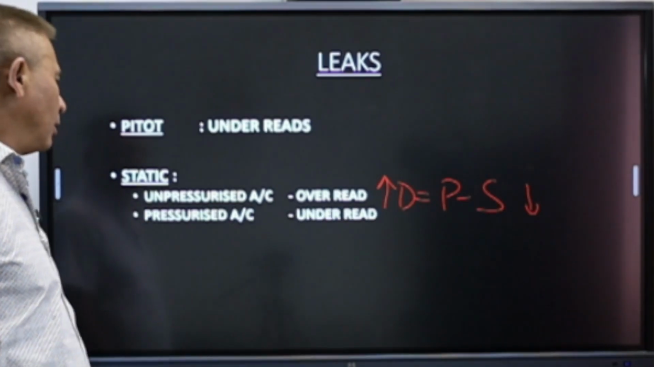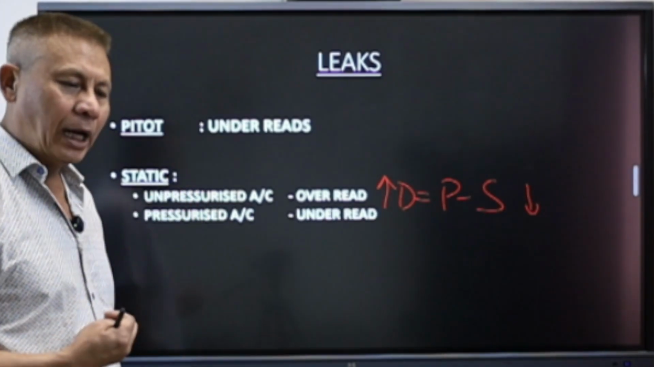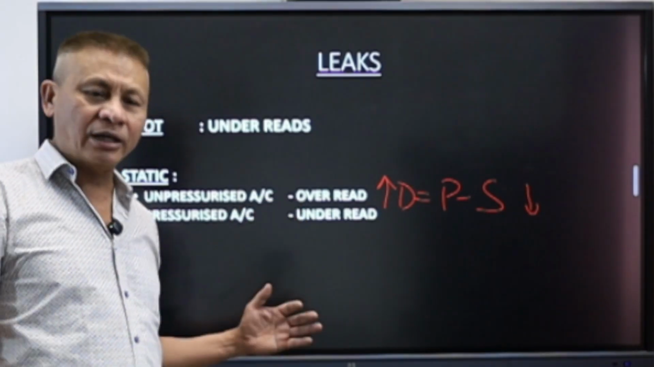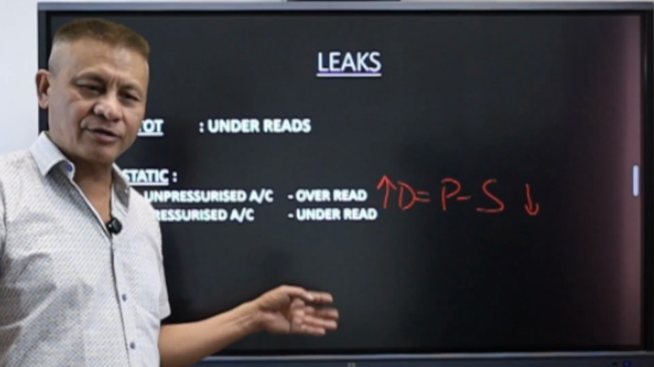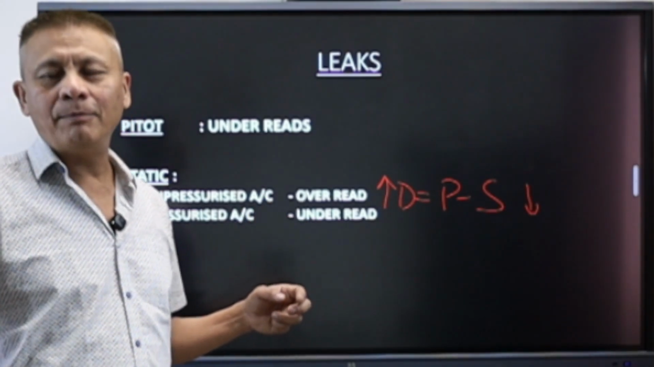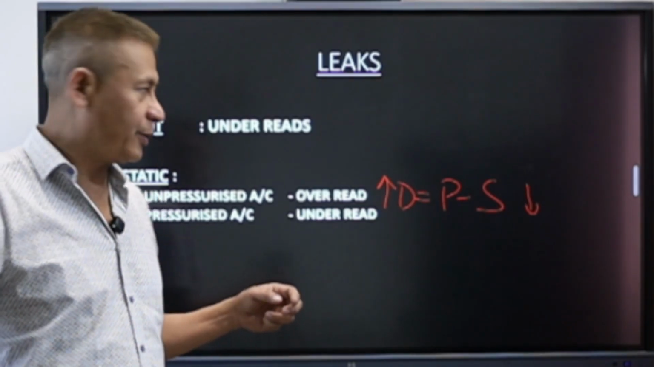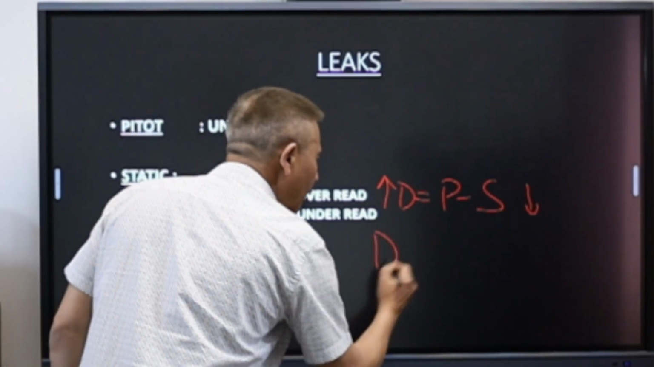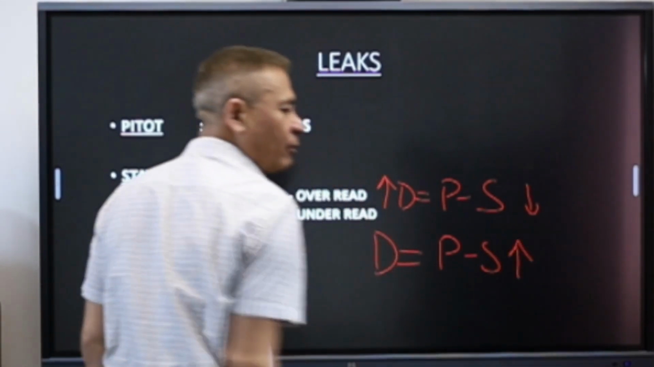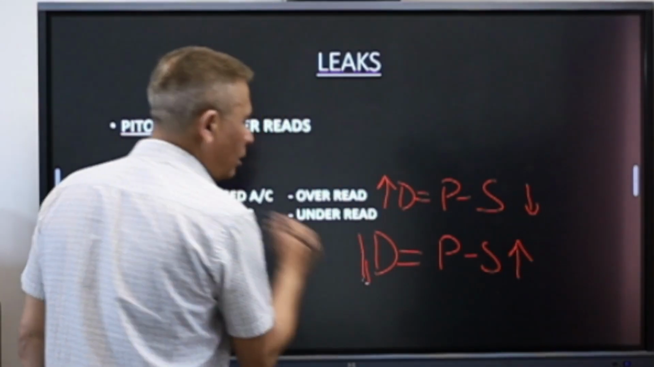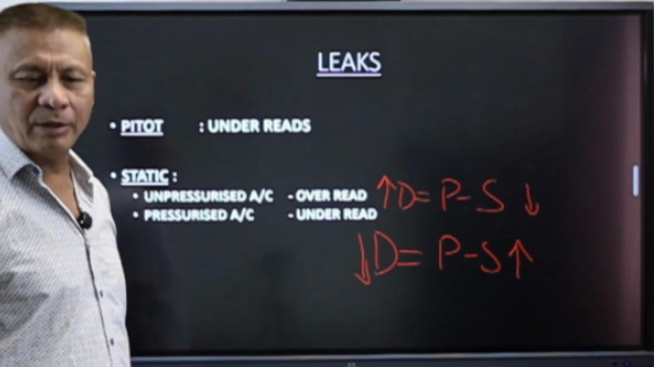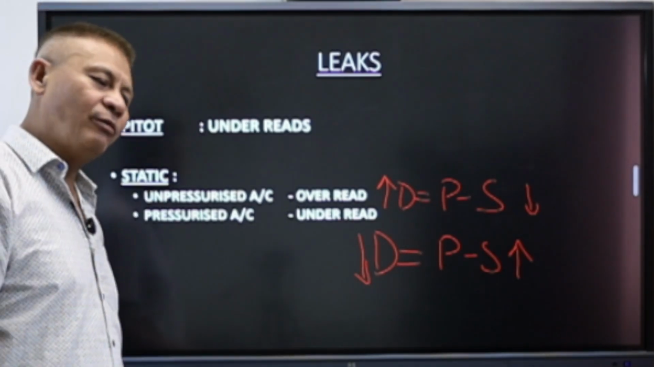If it is leaked at the pressurized compartment, what is going to happen? Inside the pressurized compartment, the pressure inside the compartment is much higher than the pressure outside in the atmosphere. So now in the same formula, Pitot minus static, I am subtracting more of a static, so I am going to have a lesser amount of dynamic pressure. So therefore, my instrument will underread.